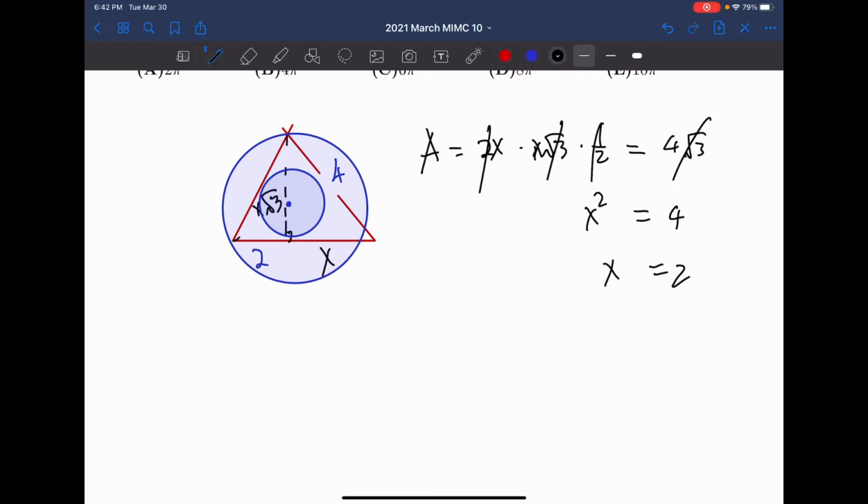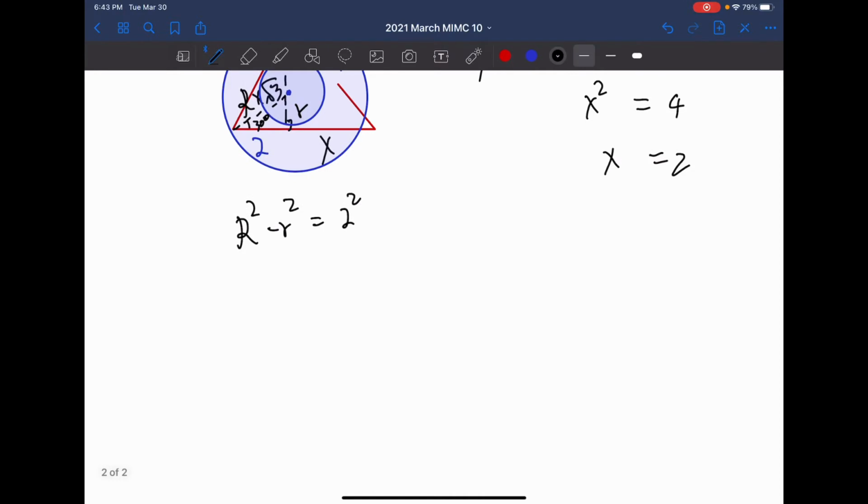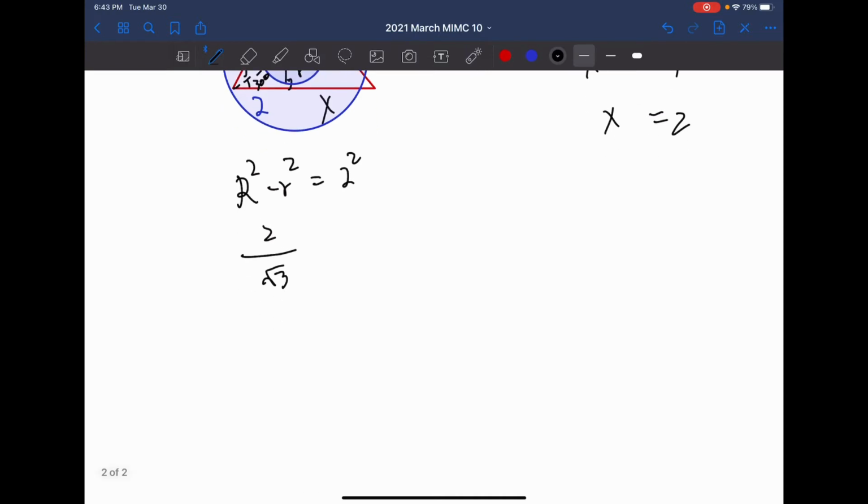If we set this to be the big radius R and this to be the small radius r, we know that this is 30 degrees because that is a bisector, and R squared minus r squared is equal to 2 squared. Since it is a 30, 60, 90 triangle, r would be equal to 2 over root 3, and this big R would be 2 times that, so 4 over root 3.